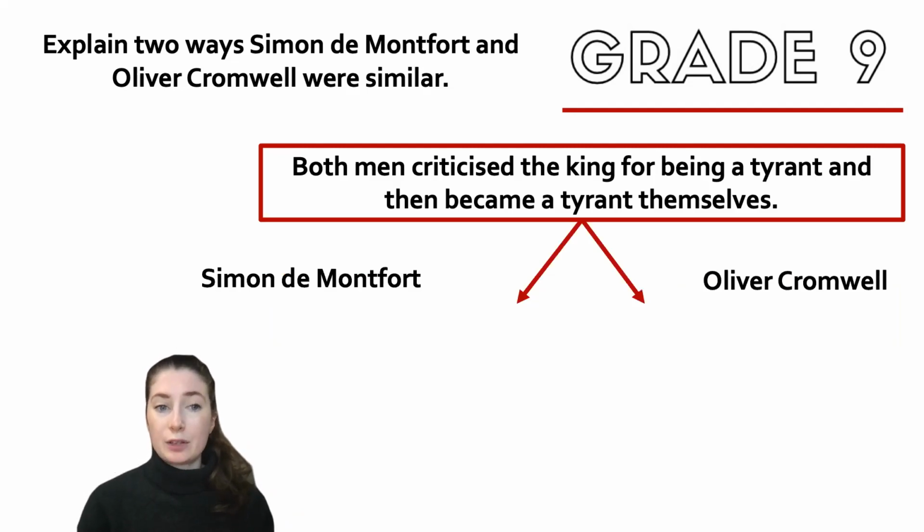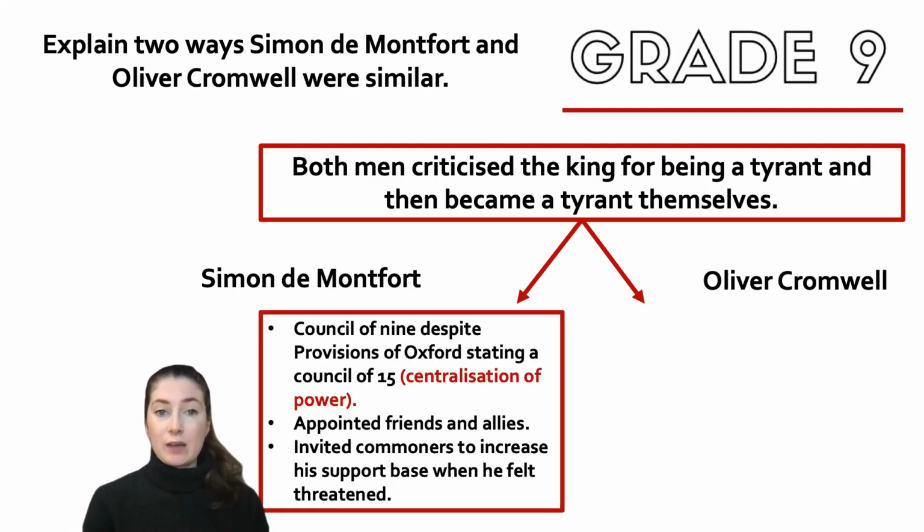Now, in terms of evidence, for my first point about them both being a tyrant, Simon de Montfort, here's my evidence. He has a council of 9, despite the provisions of Oxford stating a council of 15. Now, you can explain this shows a centralisation of power, a loss of such widespread democratic rights. He appointed friends and allies. He invites commoners to Parliament to increase his support base when he feels threatened.